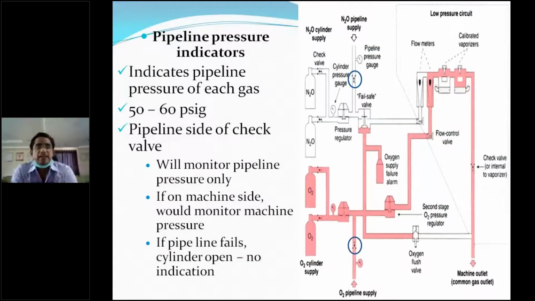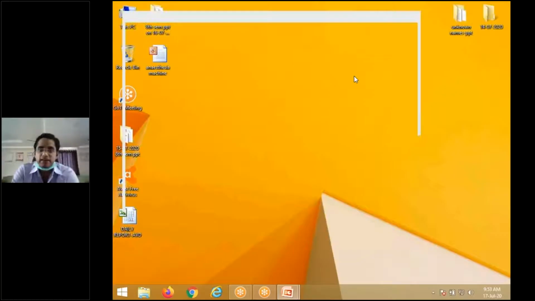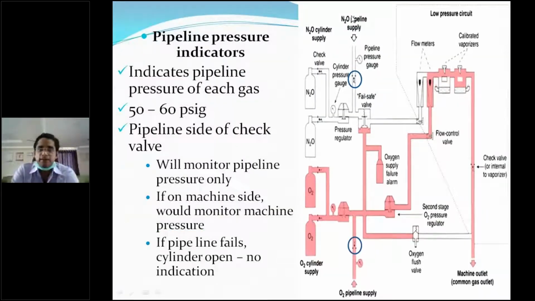These are the pipeline pressure indicators. This indicates the pipeline pressure of each gas, which is around 50 to 60 pounds per square inch. A pipeline side check valve will monitor the pipeline pressure only. Here, this is the pipeline, this is the supply, and this is the pipeline pressure gauge.